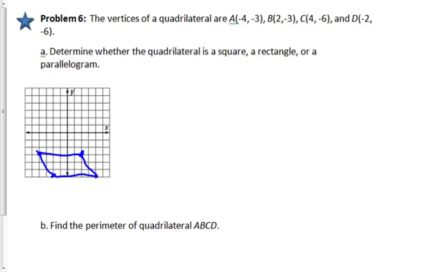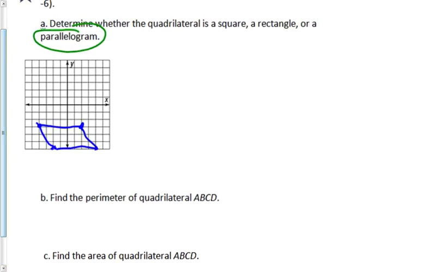So we want to determine whether it's a quadrilateral, is a square, rectangle, or parallelogram. So it's definitely not a square or rectangle because we can clearly see that the sides are not forming 90-degree angles. The slopes of those are not perpendicular. They're not opposite reciprocal. But there are parallel sides, opposite sides. So this is a parallelogram. Now we want to find the perimeter of quadrilateral ABCD, and then find the area of it.